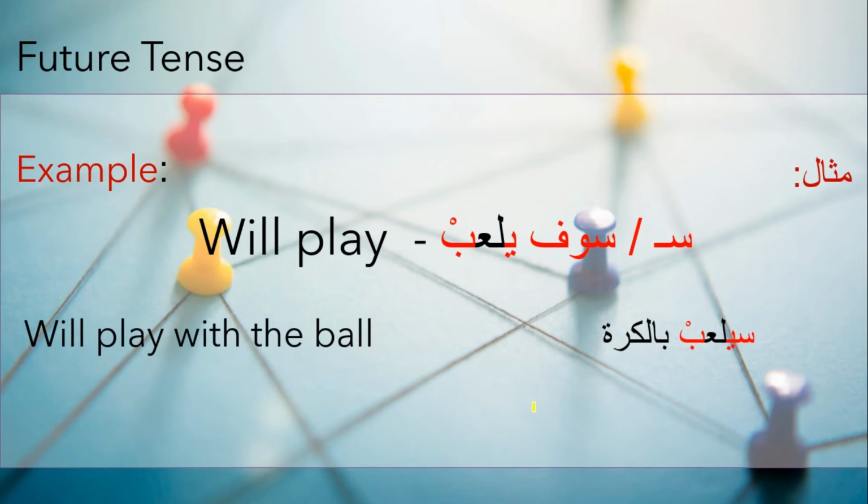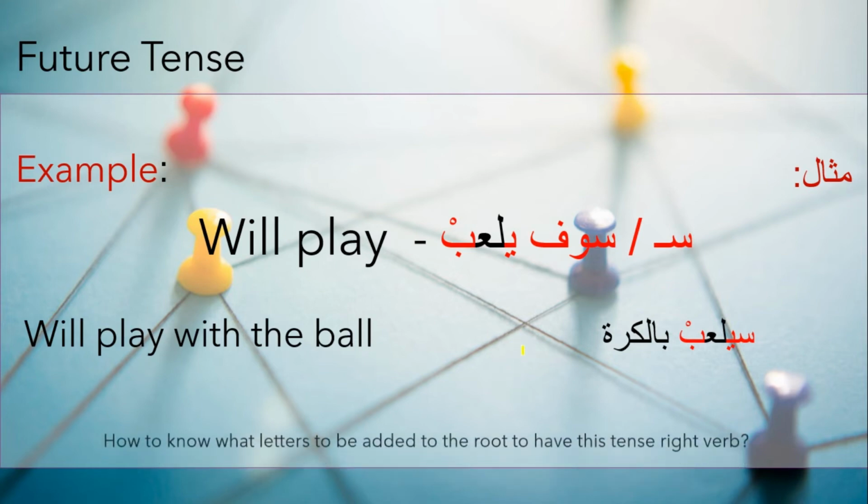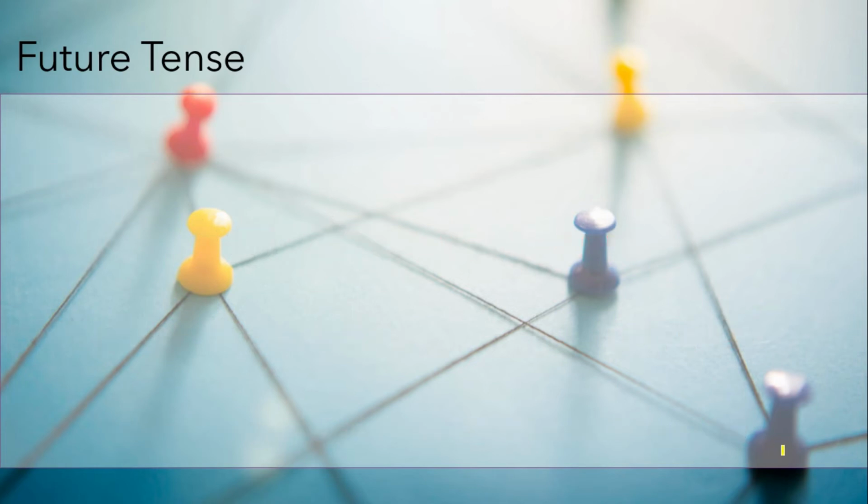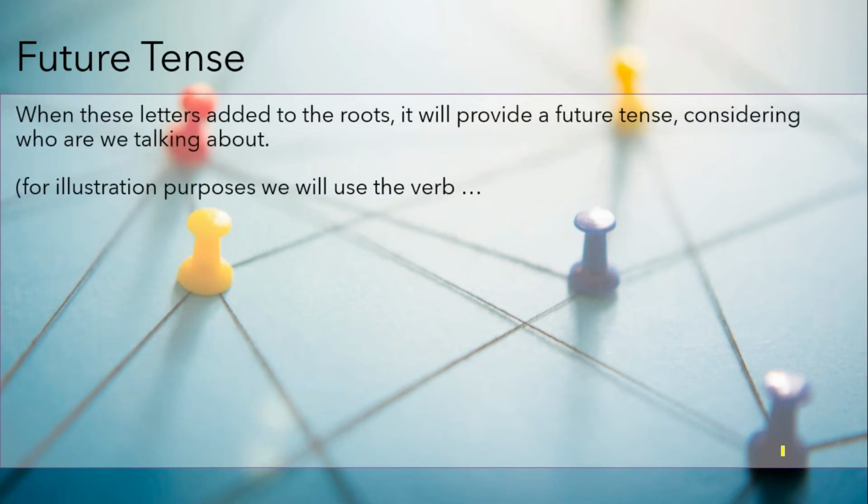This expresses exactly the same as the word will in English language. Here let's have some examples. سيلعب, as you can see here, سيلعب. I added seen, ya and sukun. Will play with the ball. سيلعب بالكرة. But what are the suffixes, prefixes to be added? Again, for the future tense, we have to consider who we are talking about. This is the most important. This is a key word. We don't need to forget this. For illustration purposes, again, I'm going to use exactly the same verb, which is لعب.